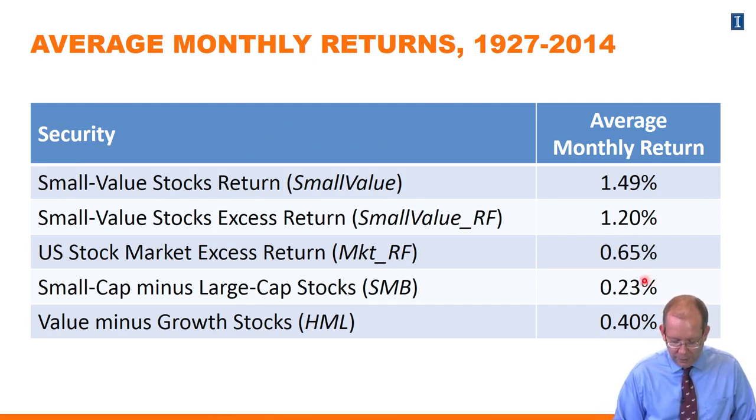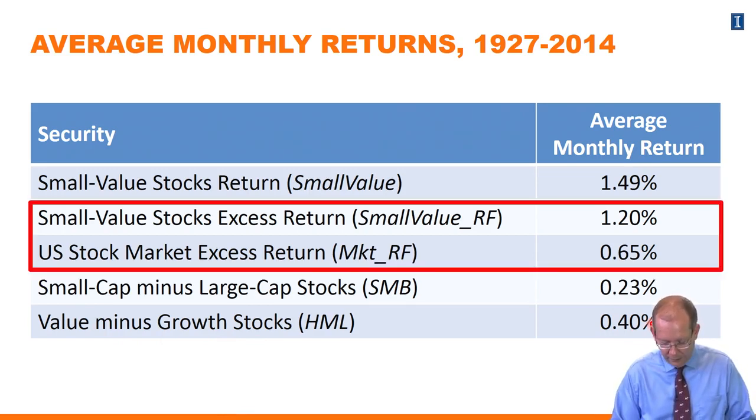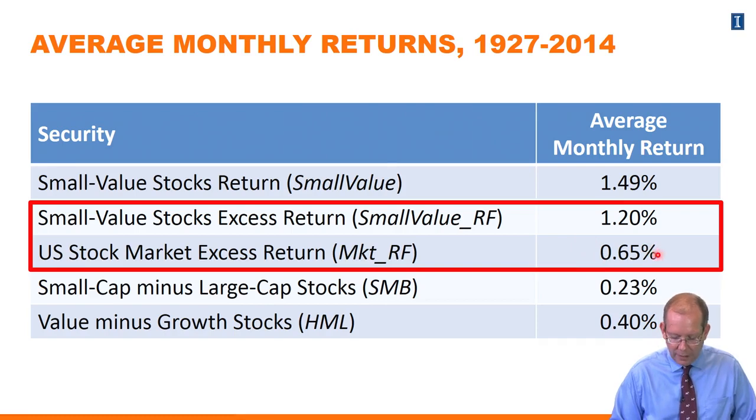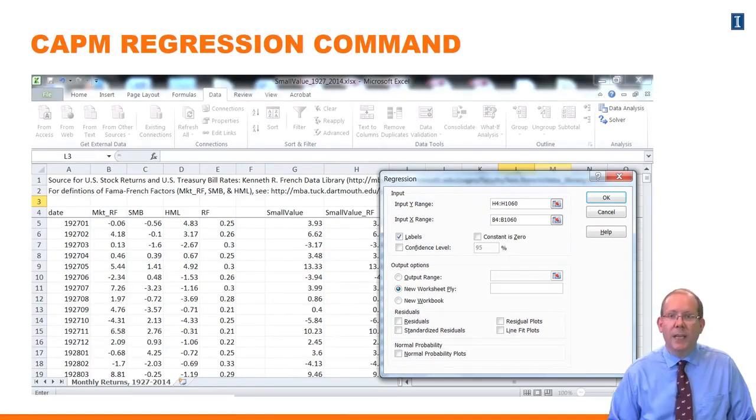And then you can see over the sample period 1927 to 2014, small cap stocks on a monthly basis have beat large cap stocks by 0.2% per month, or 2 to 3% on an annual basis. Value stocks have beat growth stocks by an average of 0.4% per month, or about 5% on an annual basis. Okay, so there again, the key number to focus on, and the CAPM can help tell us of this difference, 1.2 versus 0.65, which is about 0.55% per month, how much of that is due to risk as measured by the beta. So let's look at the CAPM regression.